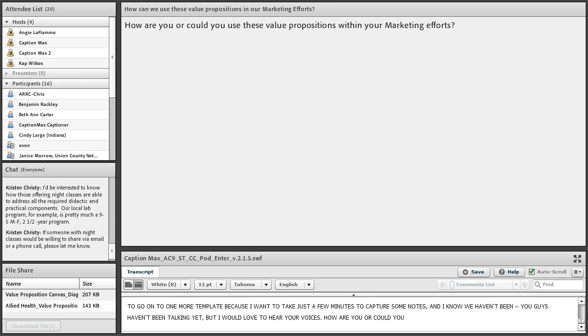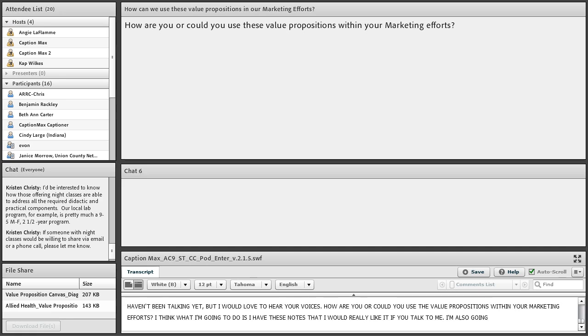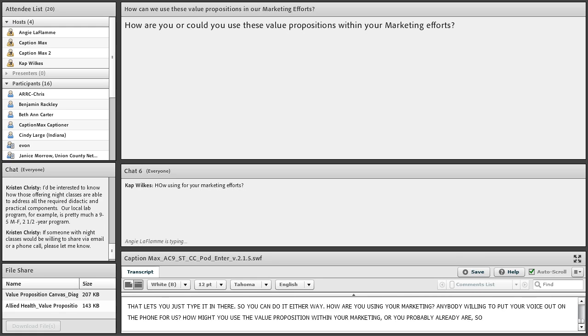template because I want to take just a few minutes to capture some notes. And I know you guys haven't been talking yet, but I'd love to hear your voices. How are you or could you use these value propositions within your marketing efforts? And I think what I'm going to do is I have these notes, but I would really like it if you guys would talk to me. But I'm also going to add a chat because that lets you just type it in there. So you can do it either way. How are you using this for your marketing?